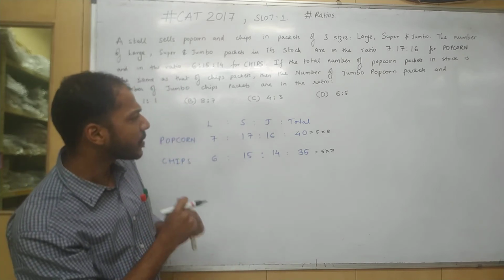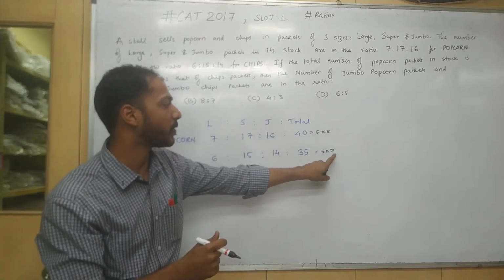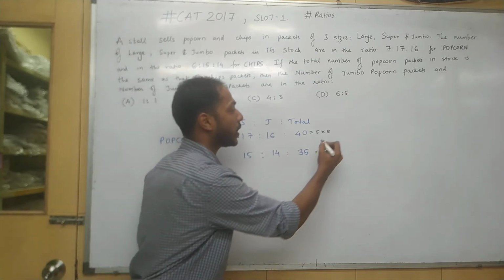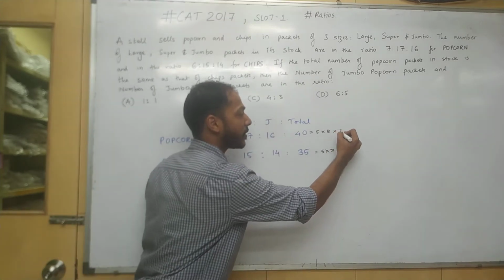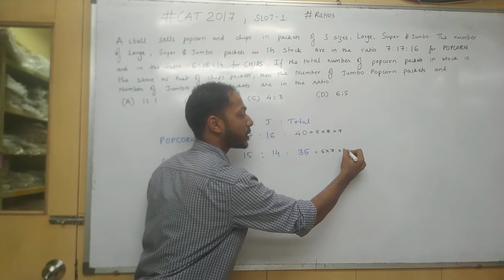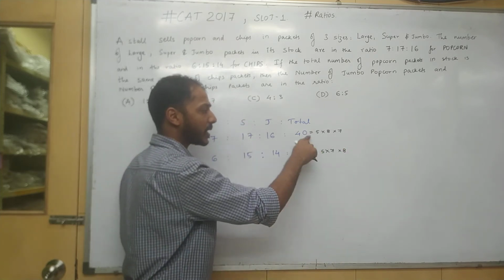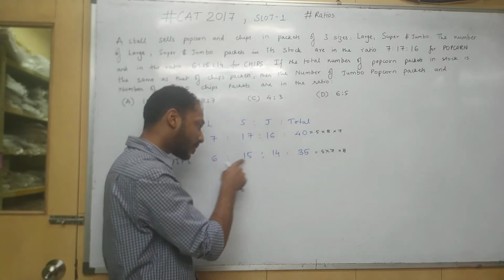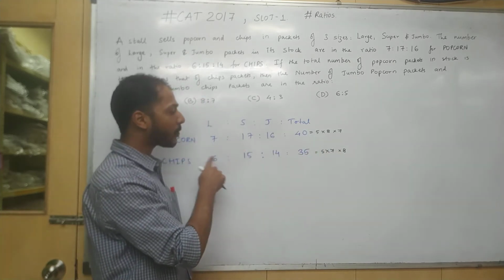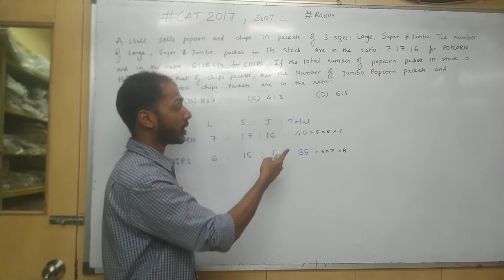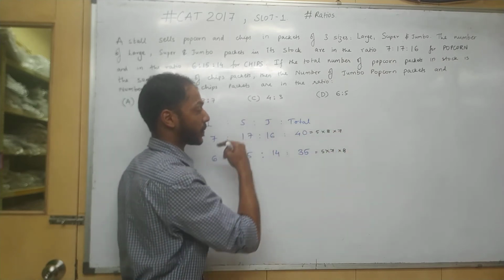Now what is the LCM? So this is 5 into 8, this is 5 into 7. To make them equal, I'll say here I need a 7 and here I need an 8. But hold on, if I multiply this number by 8 and this number by 7, their corresponding ratio values also need to be multiplied by 7 and 8 respectively.